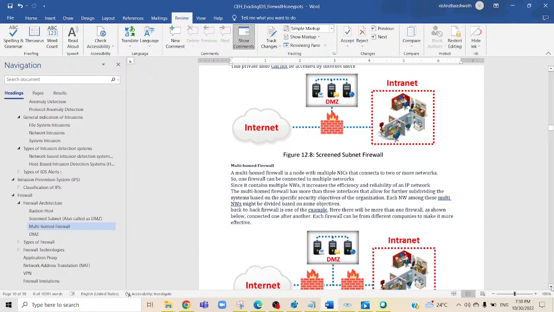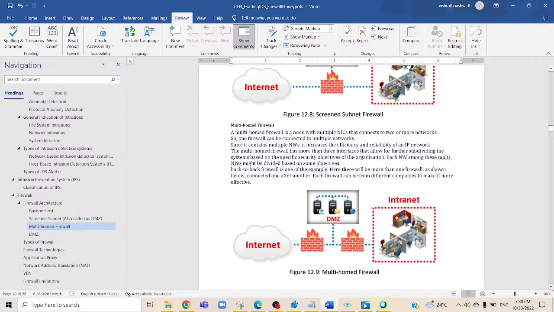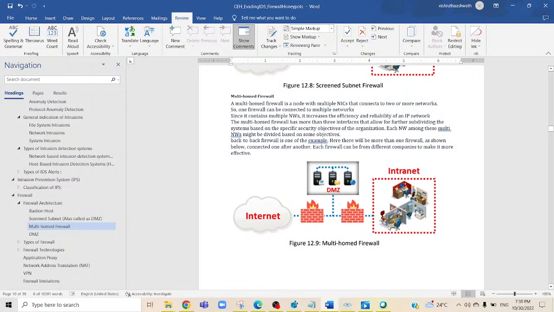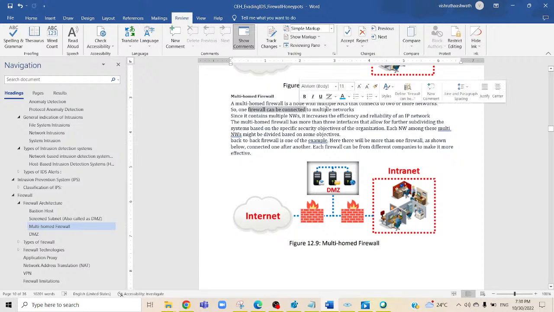So the third type of architecture is the multi-homed firewall. A multi-homed firewall is a node with multiple NICs that connects to two or more networks. So one firewall can be connected to multiple networks. Since it contains multiple networks, it increases the efficiency and reliability of an IP network.